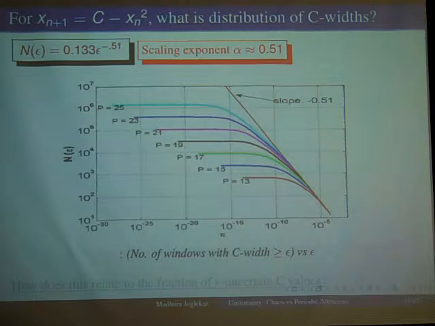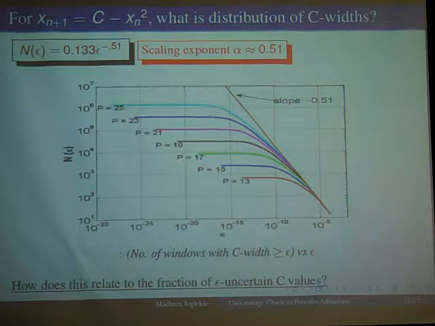What we observed was that as we chose a higher and higher value of maximum period, this graph seemed to be closer and closer to a straight line with slope minus 0.51. So what we believed was that if we looked at all the primary windows of periods till infinity, then the relation we would get between the number of primary windows with width exceeding epsilon as a function of epsilon would be this, where 0.51 is the scaling exponent because it gives an idea of the scaling of primary window widths. So this is the straight line with slope minus 0.51.